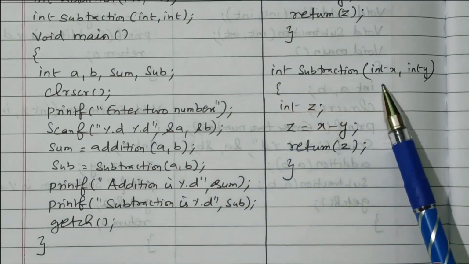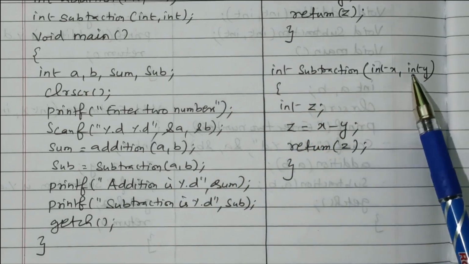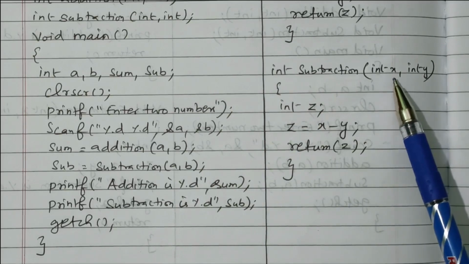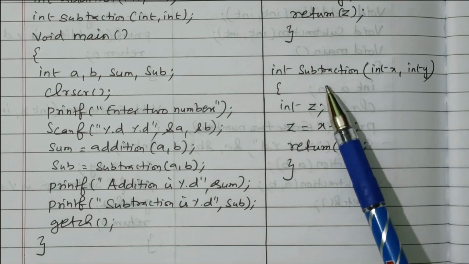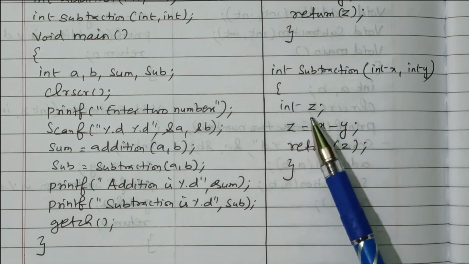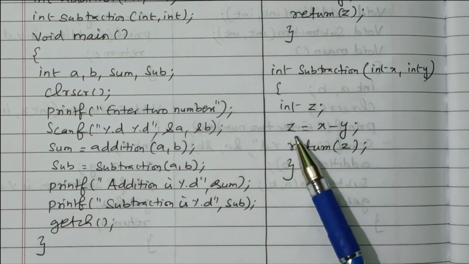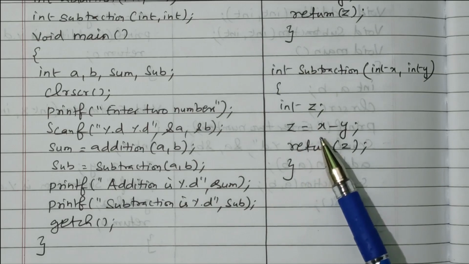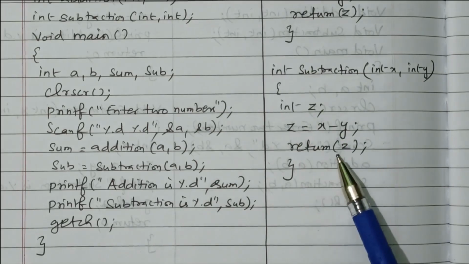Integer subtraction, integer X comma Y. A, B is the actual parameter. This is formal parameter. A will be stored in X, B will be stored in Y. The return type is integer. So here also we declare one more variable. This Z is different from the previous one. This is a local variable. Because of subtraction, Z equal to X minus Y. Then return Z. The subtracted value available in Z, the Z is returned.